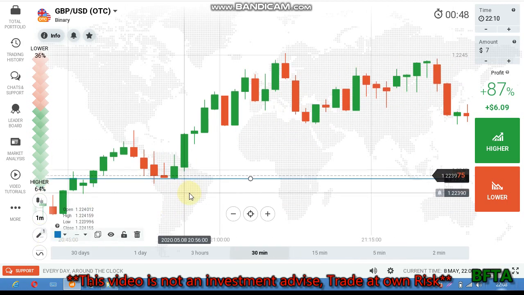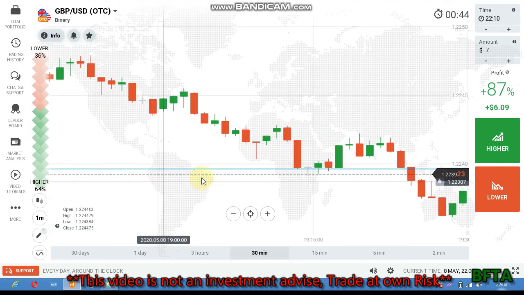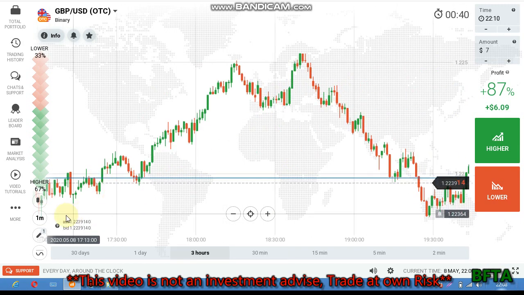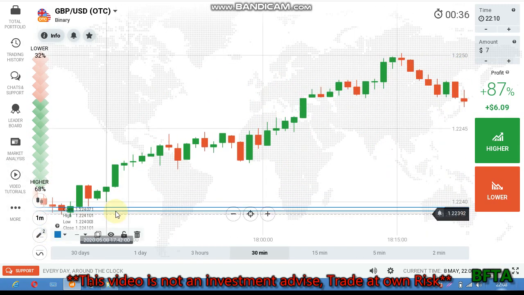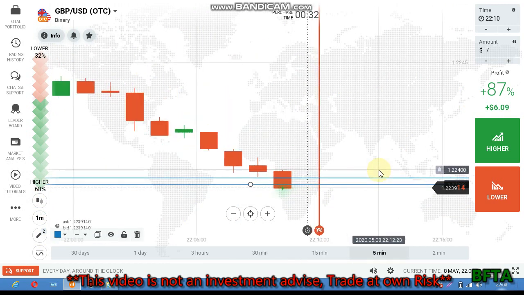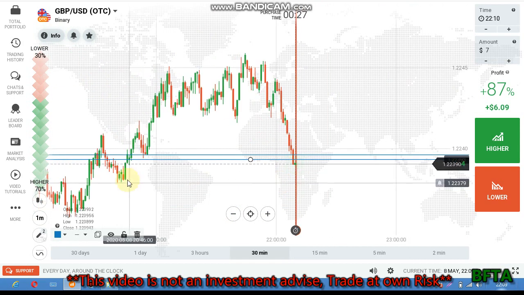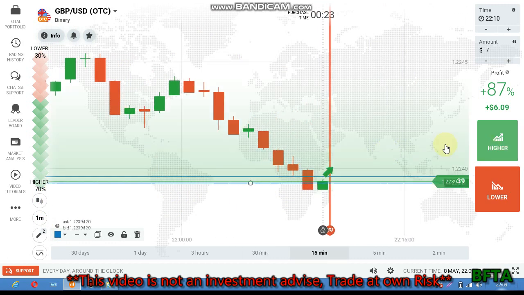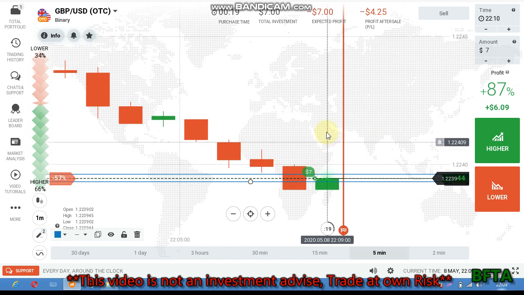This is buyers area, and this one also, this is buyers area. This candle crossed the buyers area, but I'm seeing a rejection bounce, so buyers will enter on the next candle. This will be a late entry.